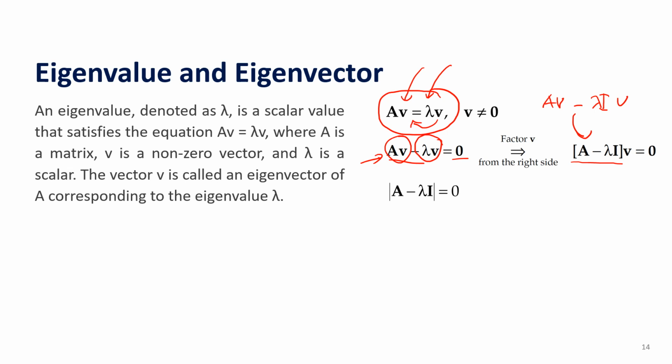Okay, so basically if you have two sides like this and you want to make this equal to 0, you should have either A minus lambda multiplied by I, the identity, equal to 0, or v equal to 0. Since we want a vector with direction, the value will not be 0, so you want to find a value where A minus lambda multiplied by the identity matrix is equal to 0. That would be the corresponding eigenvalue.